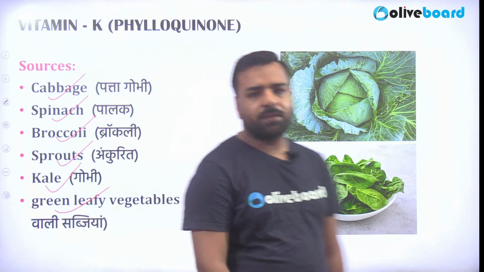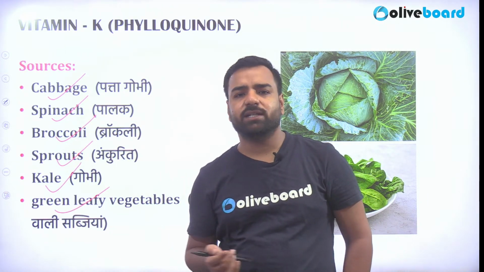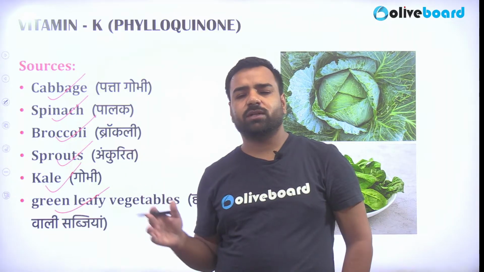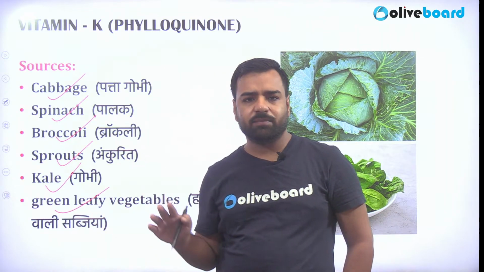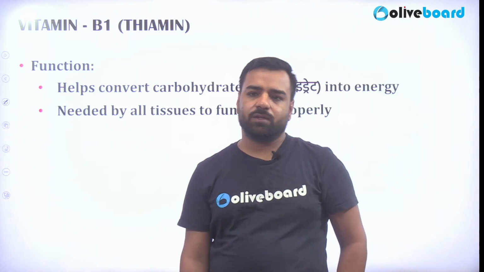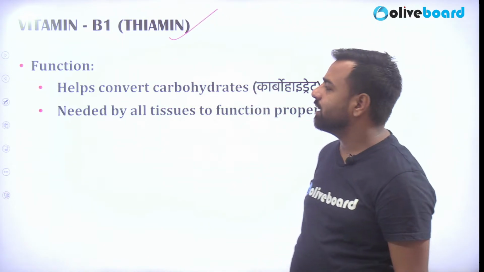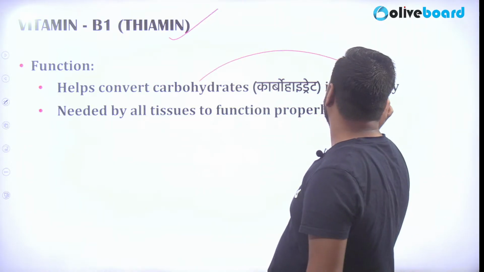What about vitamin B? So guys, within vitamin B, we have a whole series, B1, B2, B3 and so on. So we need to discuss that. Now I'll teach you the vitamin B series and then we'll move forward with vitamin C. Okay, so B1. The chemical name of B1 is thiamine and it helps to convert carbohydrate into energy.